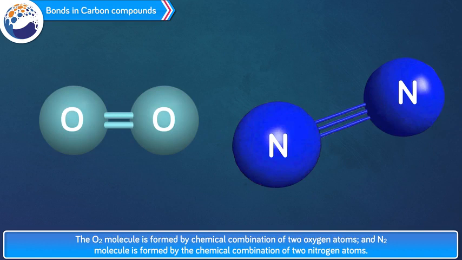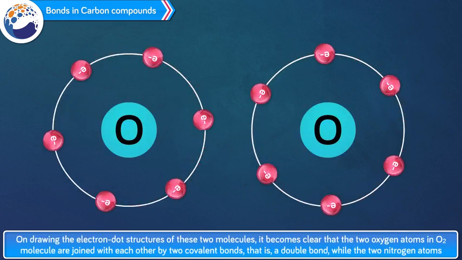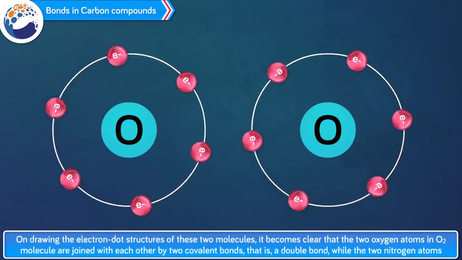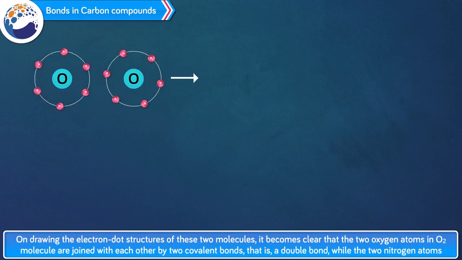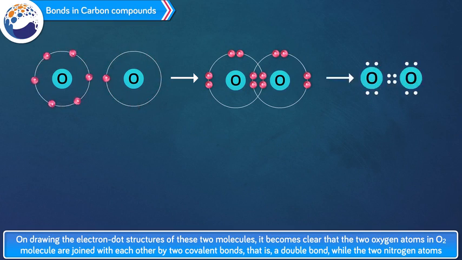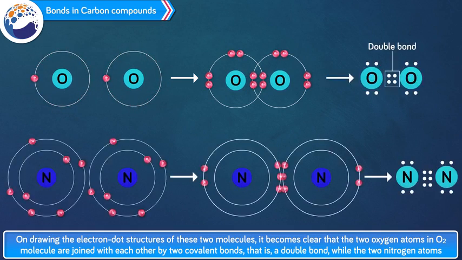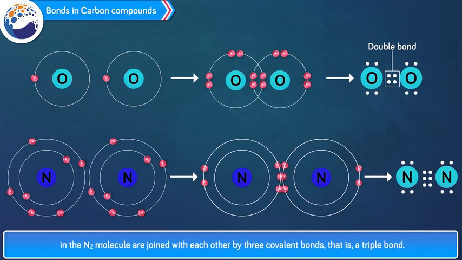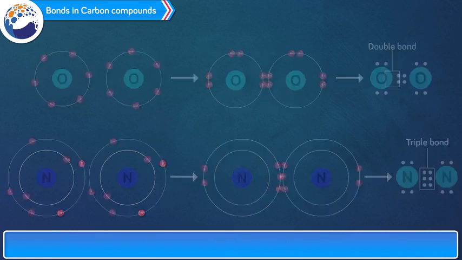The O2 molecule is formed by chemical combination of two oxygen atoms. An N2 molecule is formed by chemical combination of two nitrogen atoms. On drawing the electron dot structures of these two molecules, it becomes clear that the two oxygen atoms in the O2 molecule are joined with each other by two covalent bonds, that is, a double bond, while the two nitrogen atoms in the N2 molecule are joined with each other by three covalent bonds, that is, a triple bond.